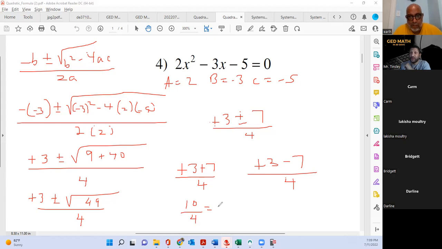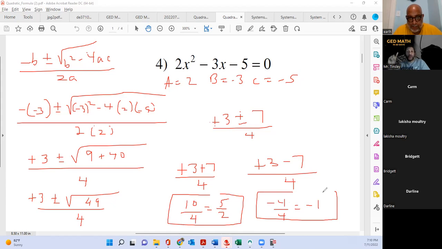What does 10 over 4 reduce to? 5 over 2. What's 3 minus 7? -4. -4 over 4. And what's -4 over 4? 1. What kind of 1? -1. Did we still get the same answers, whether we multiplied the binomial, no matter if we used the calculator or we did it by hand?